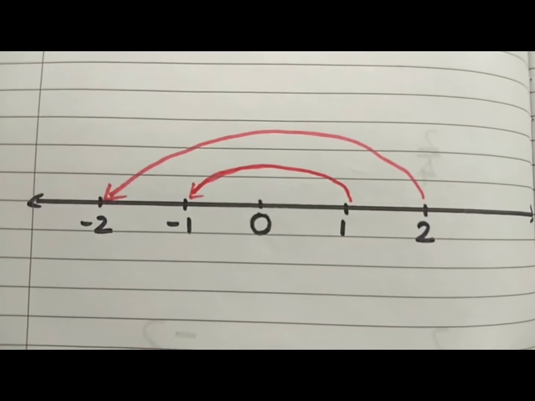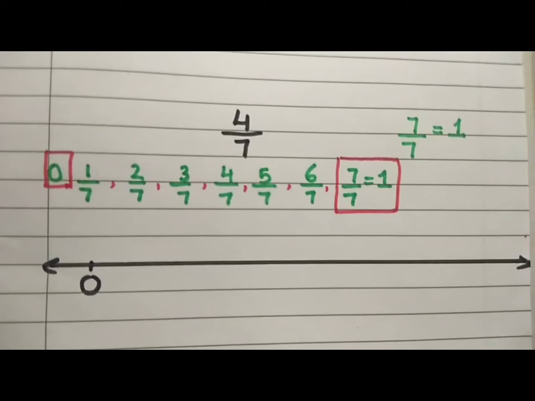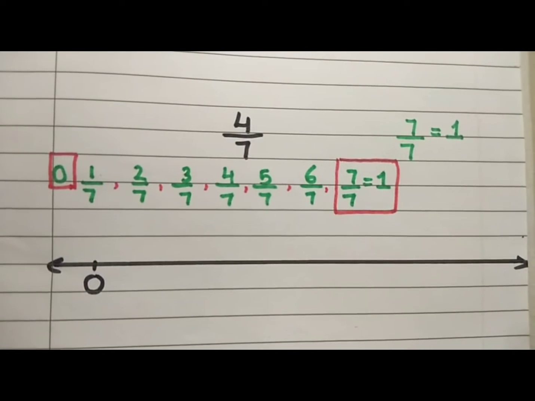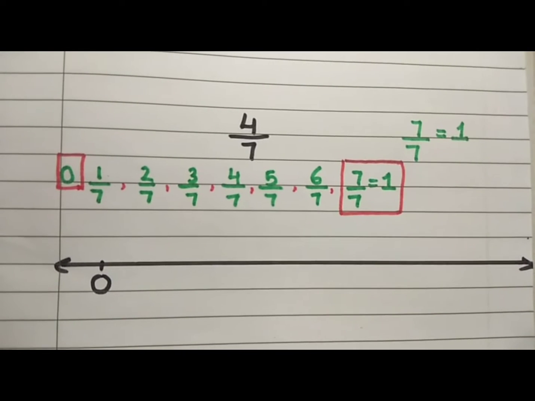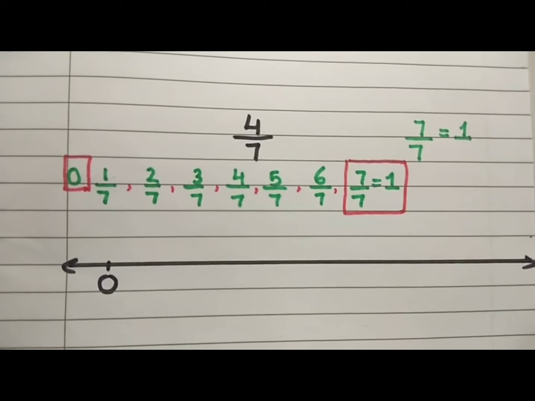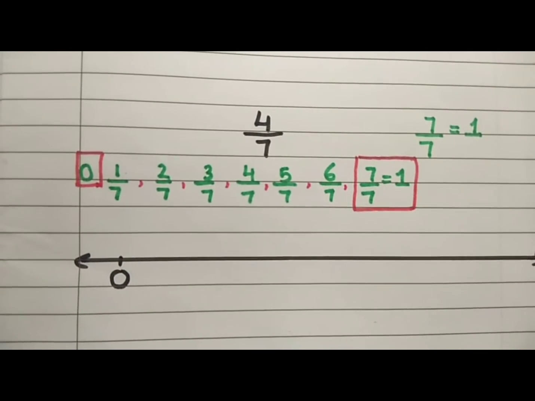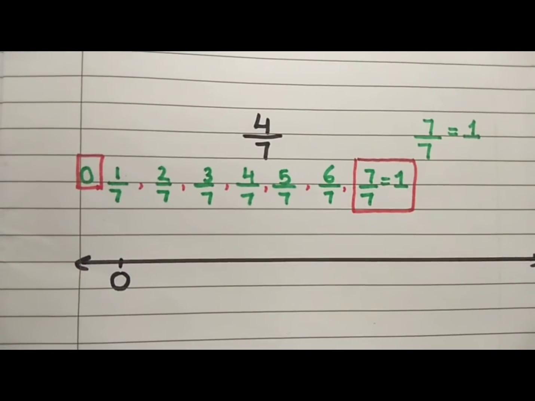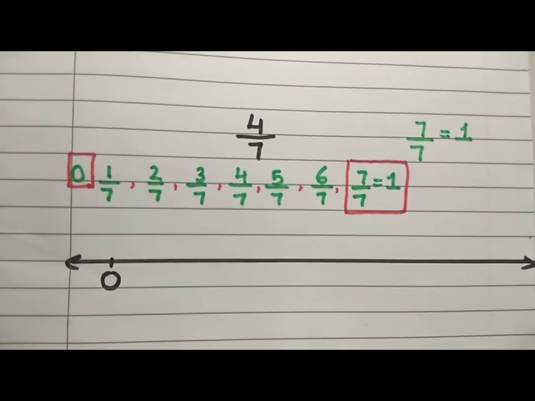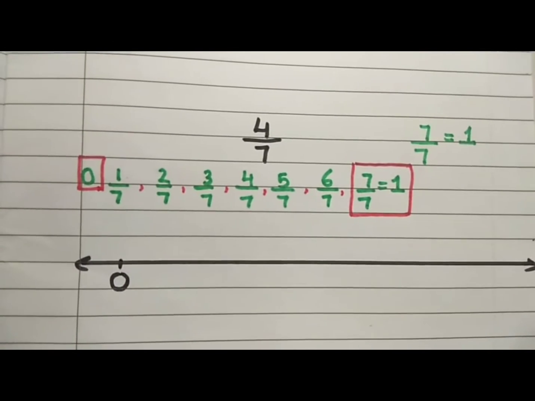Now we know how to represent these integers on the number line, right? It is very easy. Now let us learn how to represent 4 by 7 on the number line, that is, rational numbers on the number line. So for representing the number 4 by 7, I'll start from 0. Then it is continued by 1 upon 7, 2 by 7, 3 by 7, 4 by 7, 5 by 7, 6 by 7 and 7 by 7. As you can see, 7 by 7 is equal to 1. So this rational number 4 by 7 lies between 0 and 1.